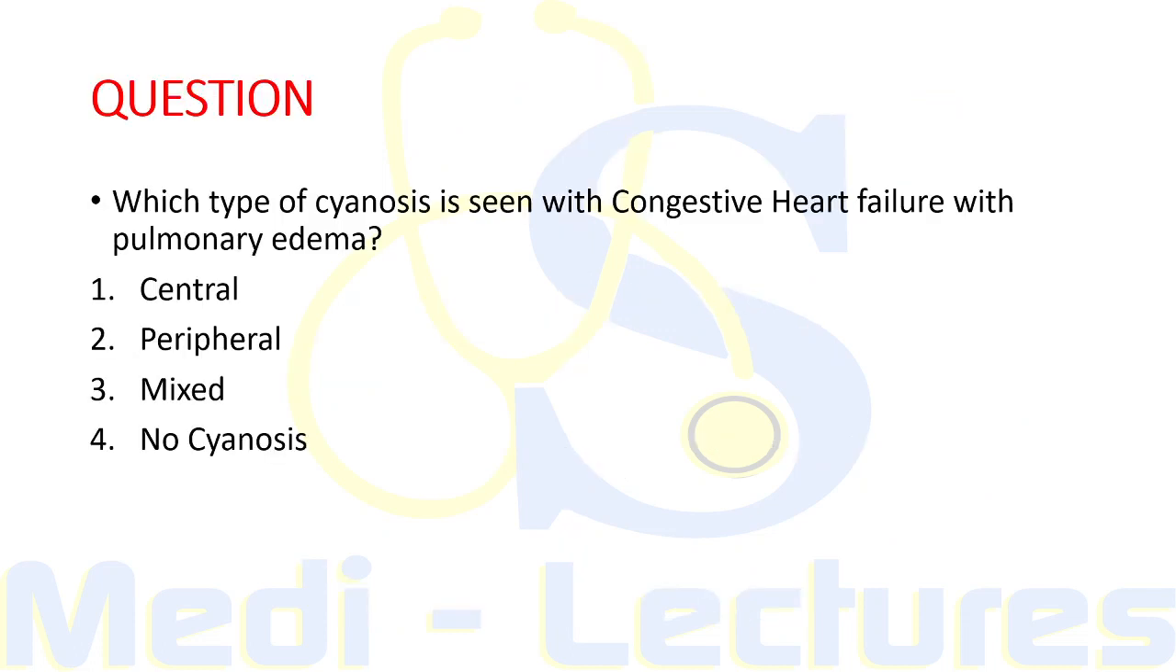And finally a question: which type of cyanosis is seen in congestive heart failure with pulmonary edema? Either it is central, peripheral, mixed, or no cyanosis. So the answer to this question is mixed cyanosis.